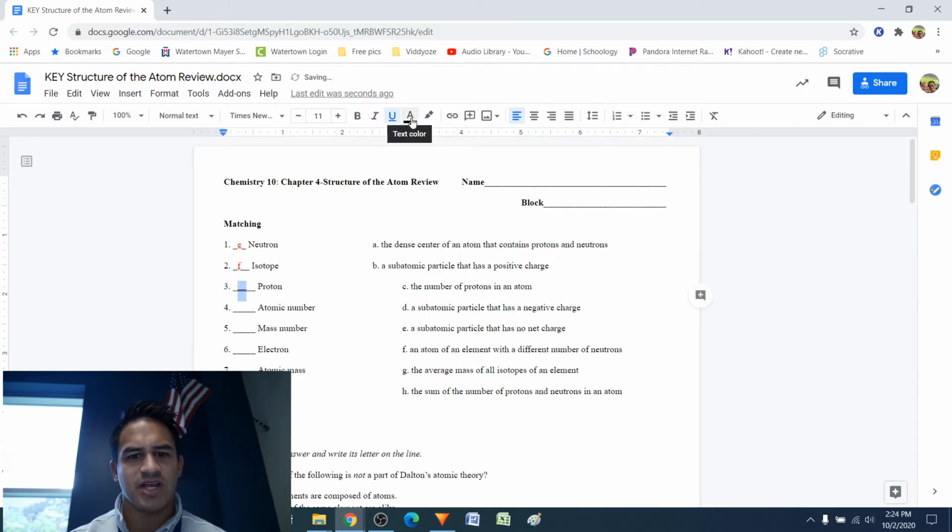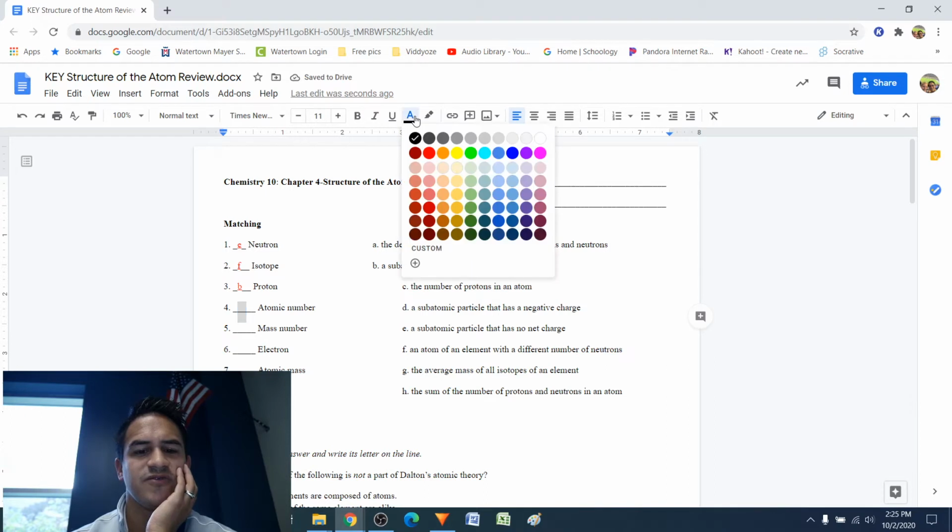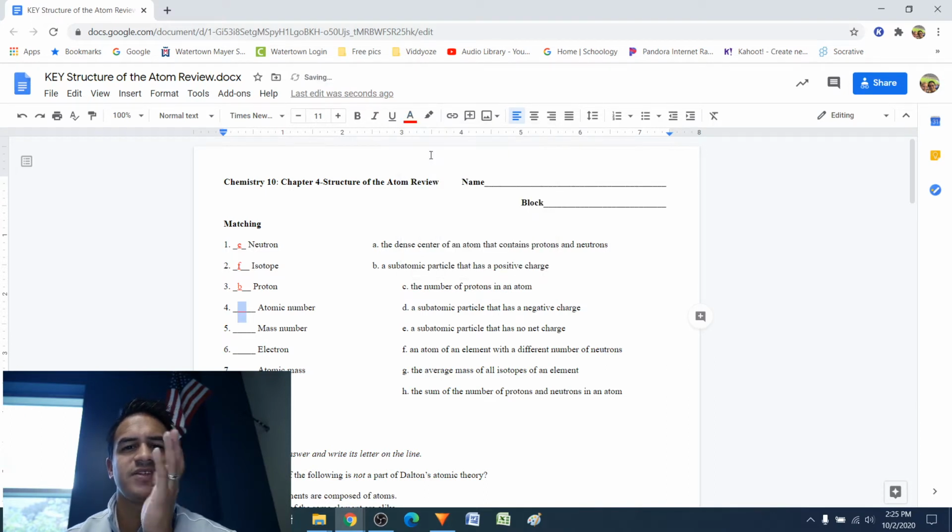Number 3, the proton. This is the subatomic particle that has a positive charge to it. So I believe this one is going to be B. Number 4, atomic number. All right, so there's some vocab now that kind of is confusing because it sounds very similar. So you have atomic number, atomic mass, and mass number. Atomic number is the number of protons that you're going to find in an atom. So this one is going to be letter C.